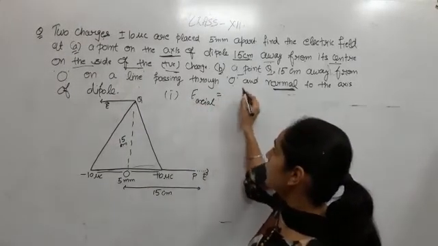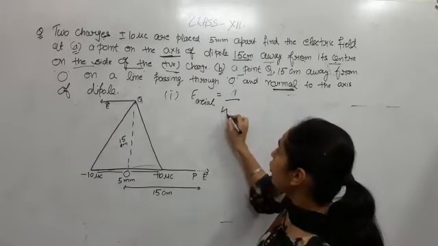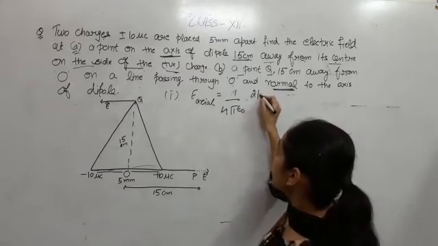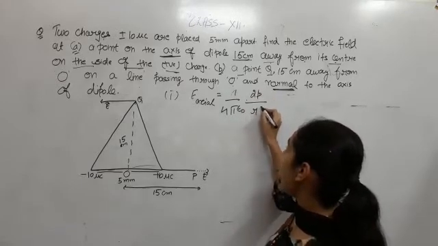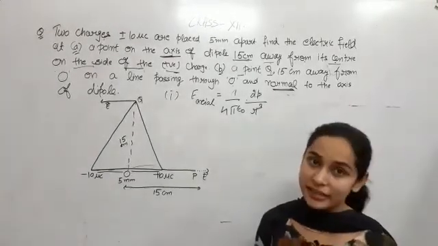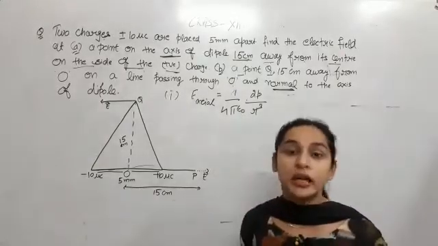It was 1 upon 4 pi epsilon naught into 2p divided by r cube. That was my relation for finding electric field intensity on the axial line due to electric dipole.